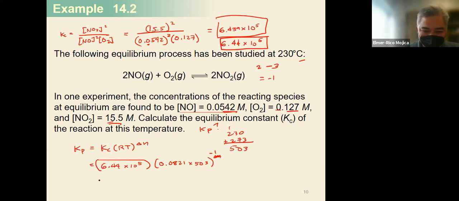What's the other way of writing that? 6.4 times 10 to the 5 over whatever the answer that you get here. And what's the number that you will get? I know where I get the calculator.